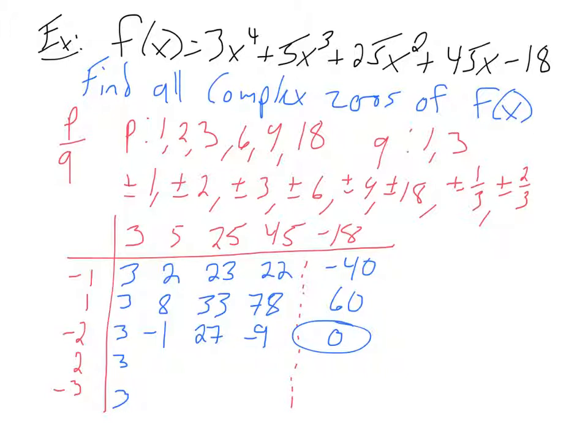We also have the depressed polynomial that we want. So we're going to write this in its newly factored form as x plus 2 times 3x cubed minus 1x plus 27x minus 9. I'll go ahead and do that on the next page.